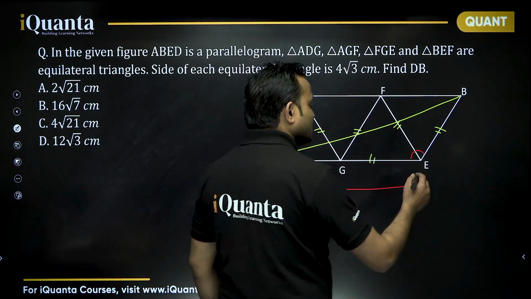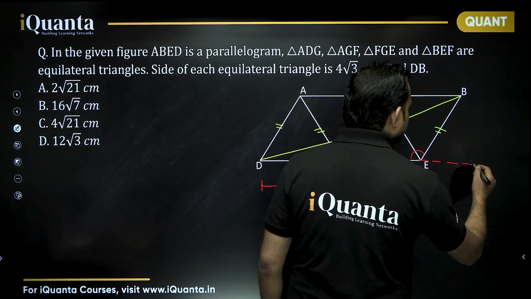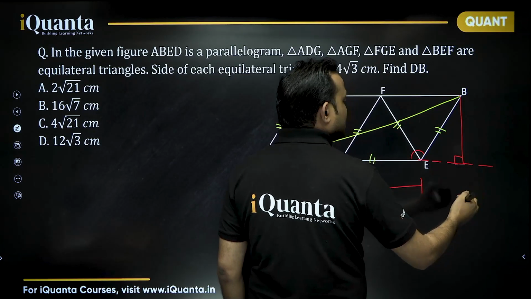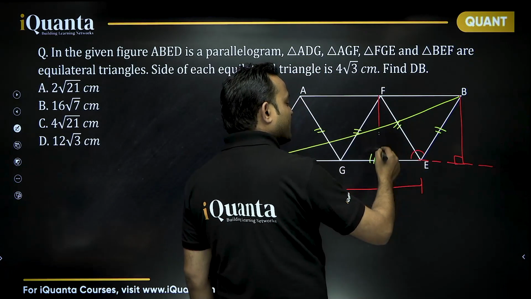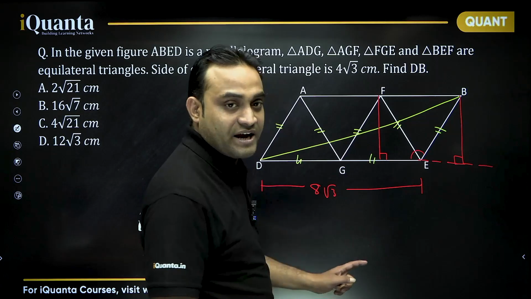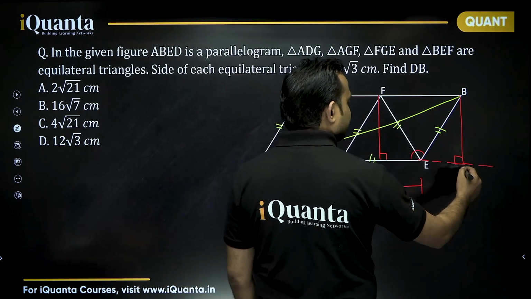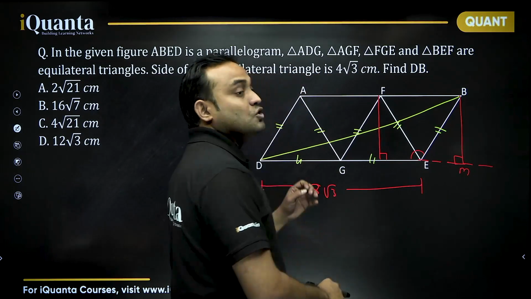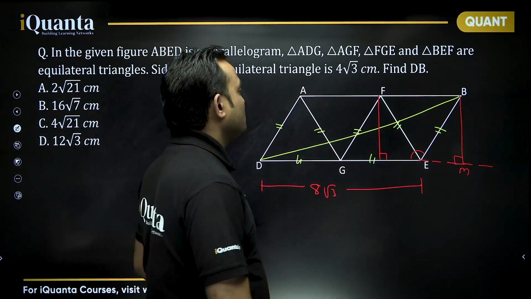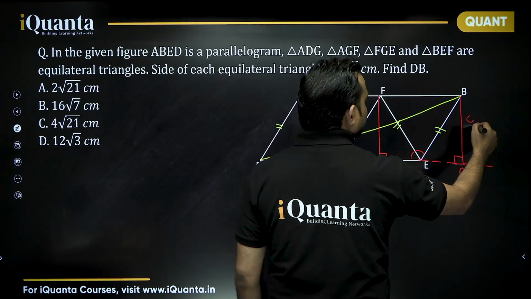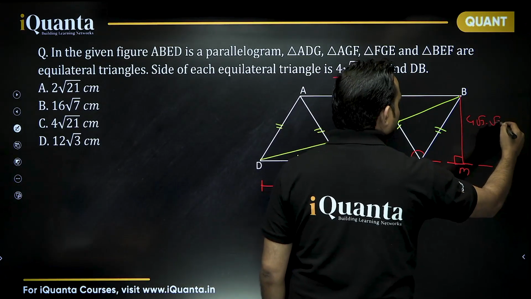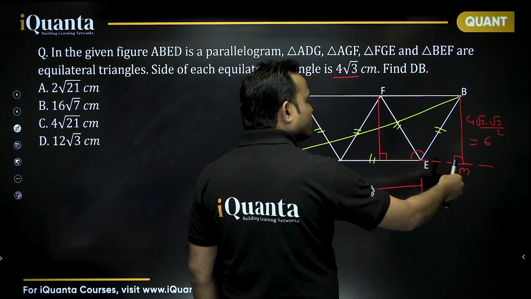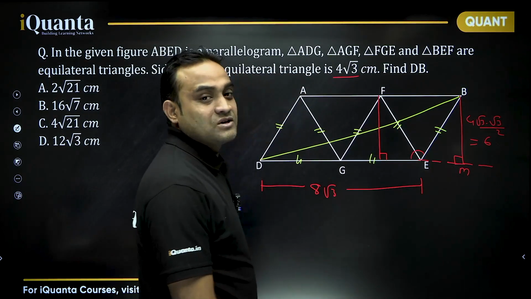What we need to do, if I increase this side and draw a perpendicular, this will be the same as the height of any other equilateral triangle, right? And this length, let's say BM, will be what? The height of an equilateral triangle is root 3 by 2 into side length. What is the side length? 4 root 3. So this will be 4 root 3 into root 3 upon 2, which is equal to 2 into 3, which is equal to 6. So we know the length of BM is 6.